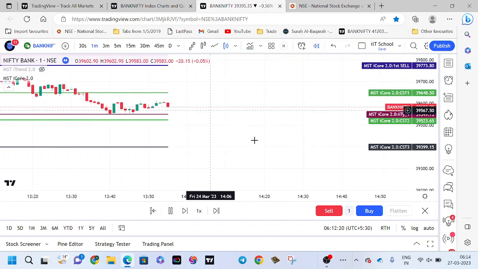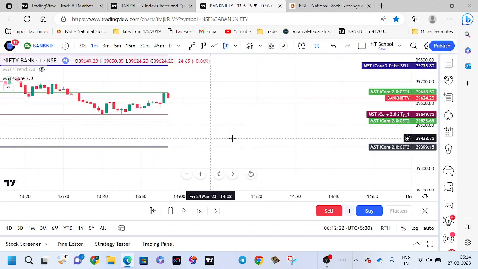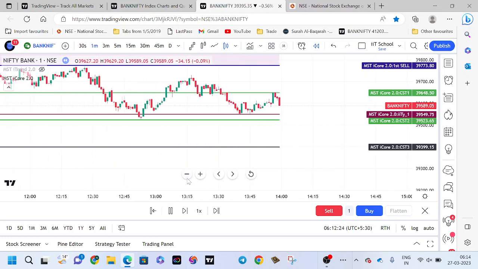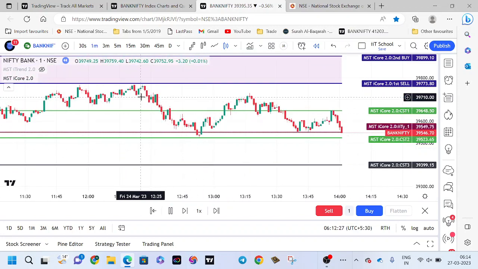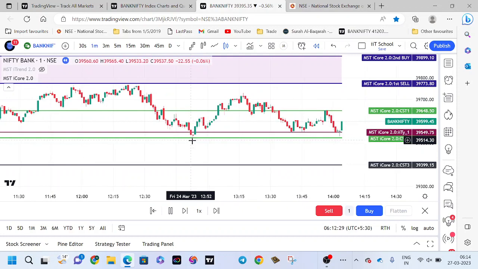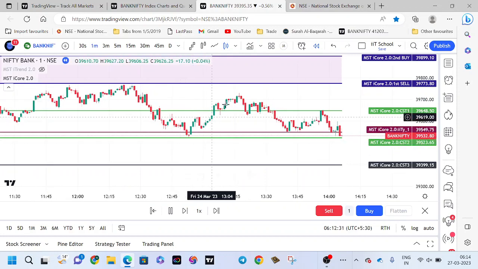So likewise you can use. As I told you, we can directly wait for the midpoint. So here exactly we have got the entry at the midpoint, and from there it is getting reversed.